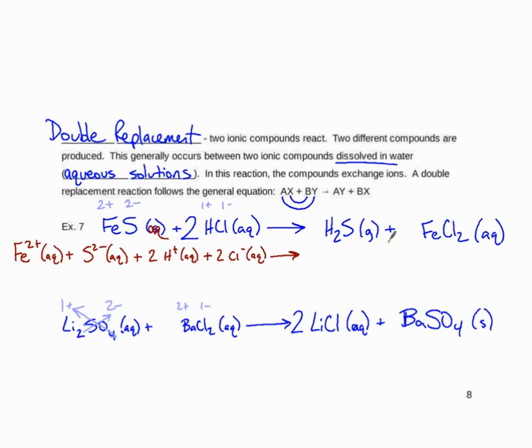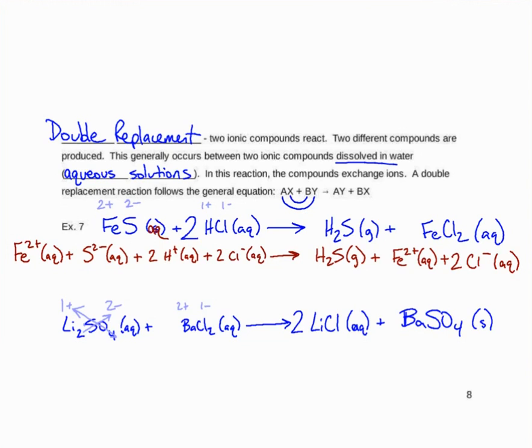This is my gas. It's no longer dissociated. It's going to be producing bubbles out of this solution. It's going to stay as H2S gas. And then here we have our iron. Remember, it's charged. It's still 2 plus. Charges don't change between here and here. Plus, we're going to have Cl minus, and there are 2 of them. And that's aqueous. This is the complete ionic equation.